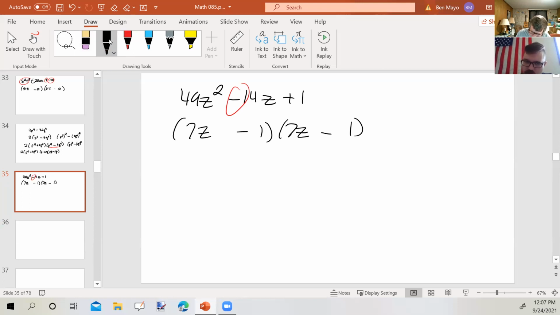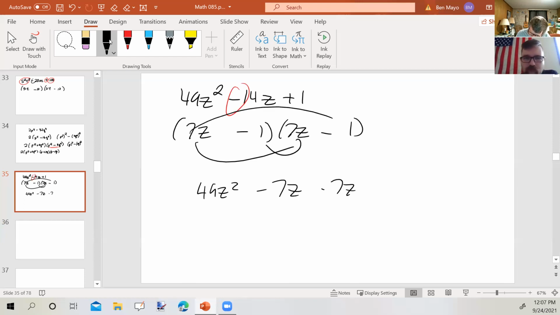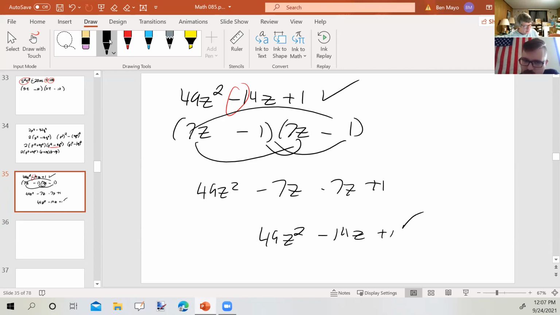So let's see if that works. 49z squared minus 7z minus 7z plus 1. 49z squared minus 14z plus 1. Ka-ching, ka-ching. Okay, so that was a perfect square. What if it wasn't? Well, then we'd try factoring it using grouping or trial and check, those methods. But it's quickest to try seeing if it's a perfect square first. Okay.